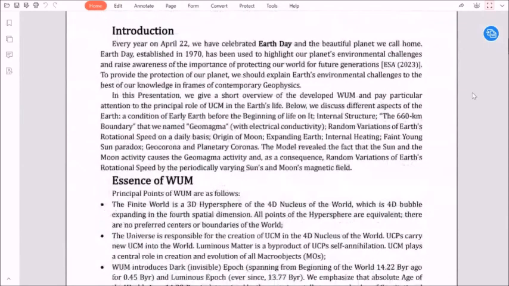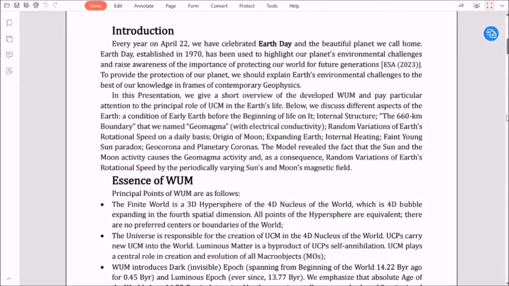Introduction. Every year on April 22, we celebrate Earth Day and the beautiful planet we call home. Earth Day, established in 1970, has been used to highlight our planet's environmental challenges and raise awareness of the importance of protecting our world for future generations.